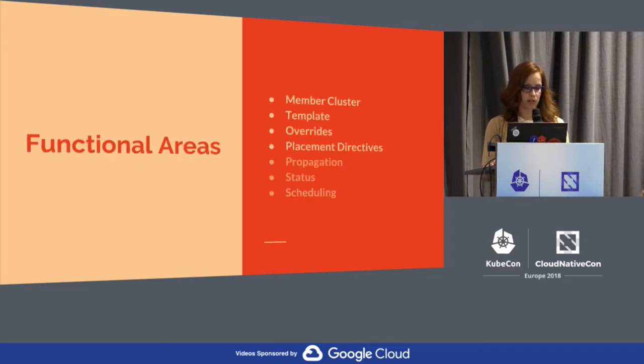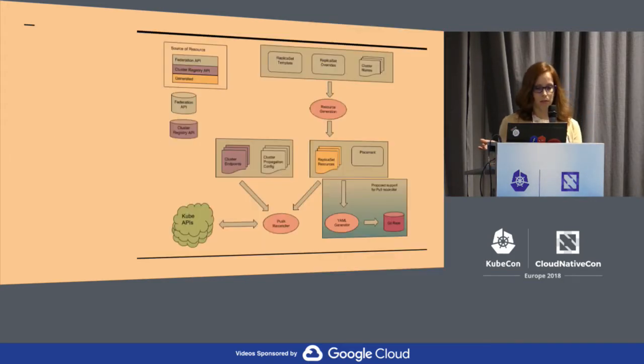The functional areas of Federation V2 are member clusters, templates, overrides, placement directives, propagation status, and scheduling. I'm going to talk specifically about the template, overrides, and placement directives, and then you'll be able to see them in action. This is a diagram on the Federation V2 Git repo that you can also look at. There's a bit more of an explanation there.